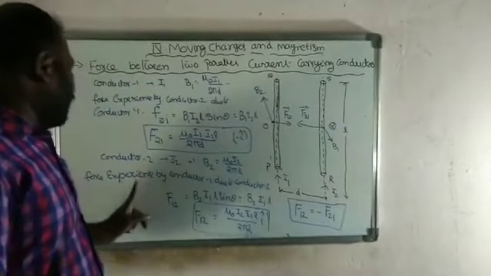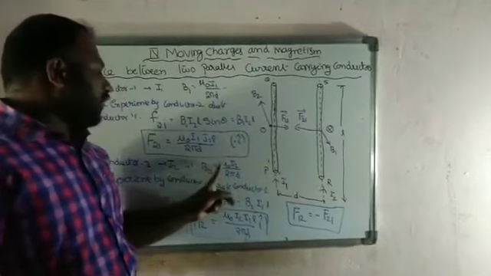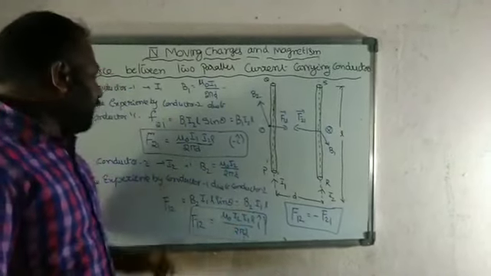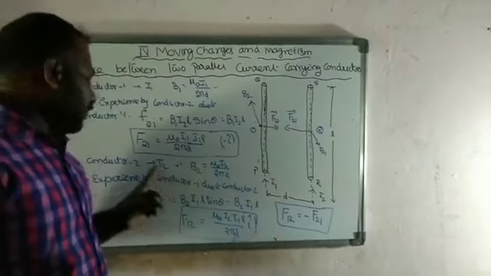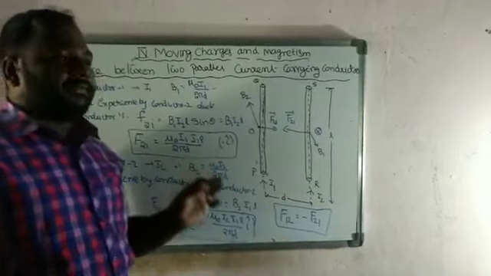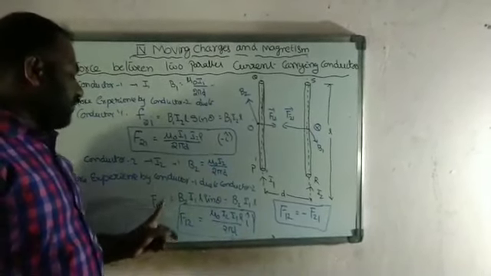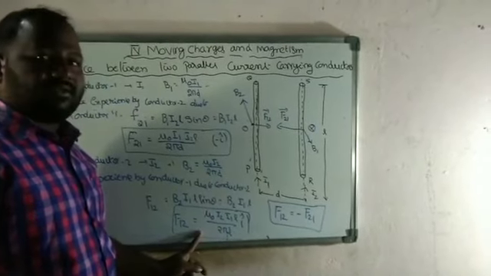And similarly, we are going to take conductor 2. It provides a field B2, B2 equal to mu naught I2 by 2 pi D. And in that field, we place a conductor 1. It is carrying a current I1. According to the formula F equal to BIL sin theta, F12 is equal to B2 I1 L sin theta. Substituting, we obtain this F12.